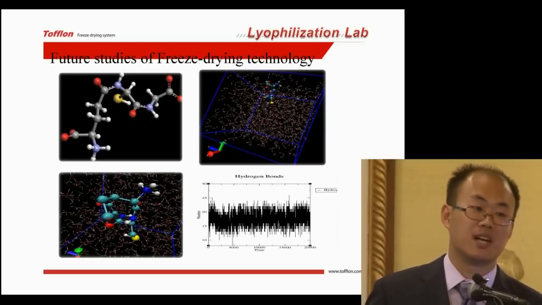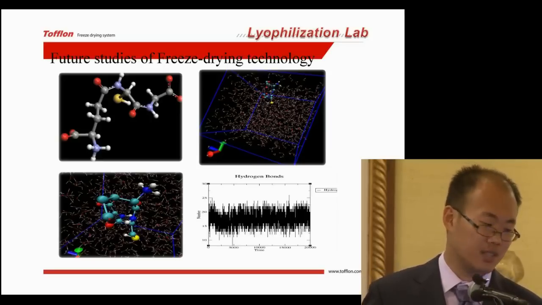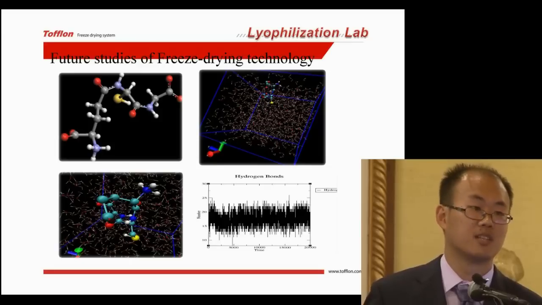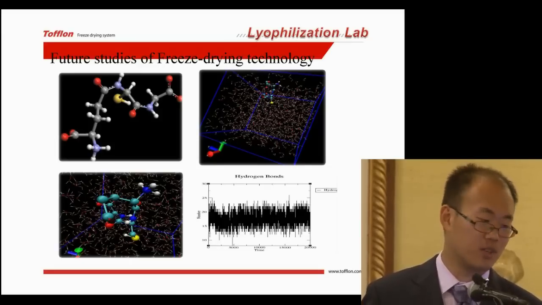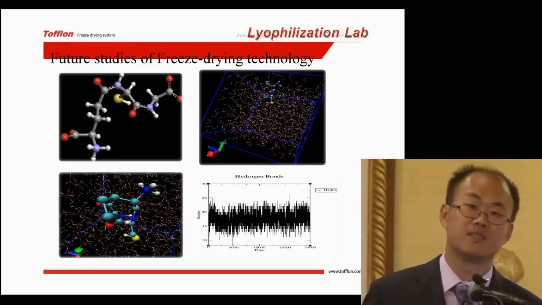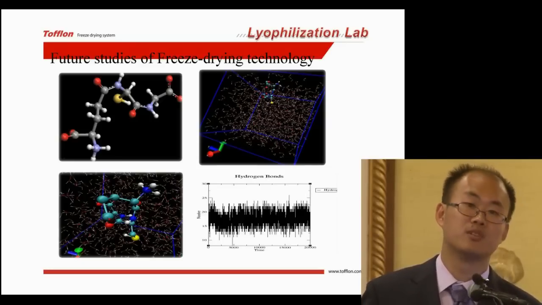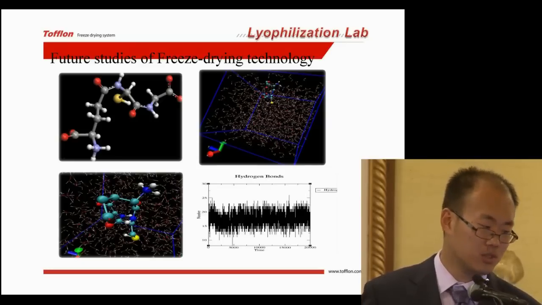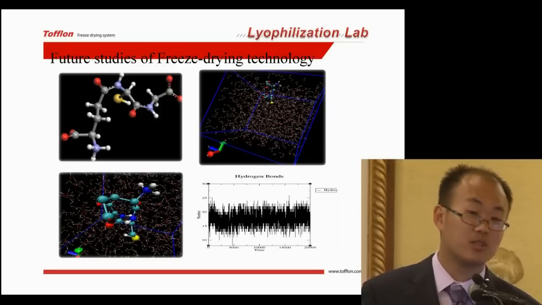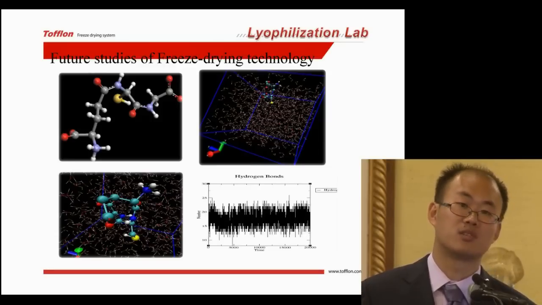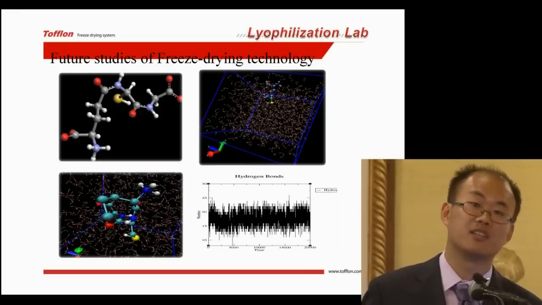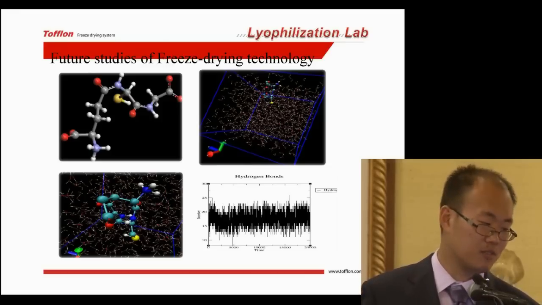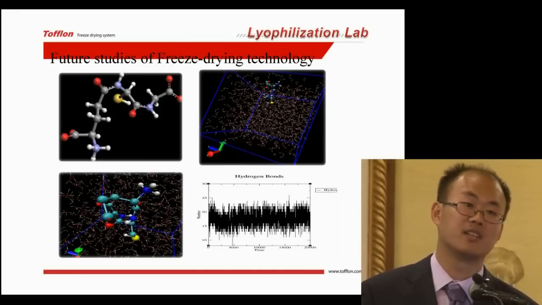These pictures are made by software. The software is called GROMACS. Now this software is very good. It can simulate the whole freeze drying process. So when we don't know the intrinsic properties of the drugs, we can use this software to give us some ideas. We want to know some intrinsic properties of the drugs to give us a reference.